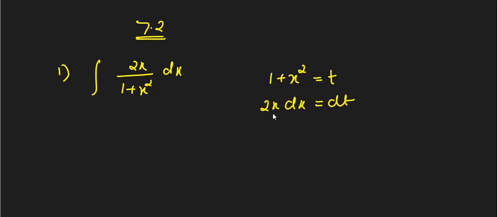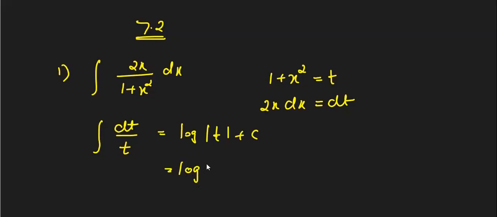Observe that this term 2x dx is there in the numerator of the integrand, right? So the function can be written as 2x dx, that is replaced by dt, divided by 1 plus x square, which is t. So this is of the form integral dt by t. We can write it as log of mod t plus c. So if you back substitute the value, log of mod of t, t is now 1 plus x square, plus c.